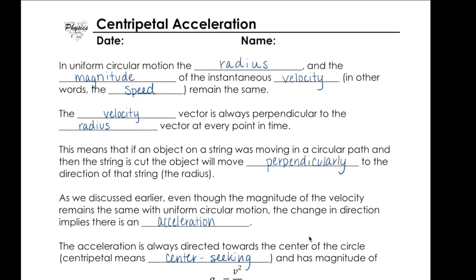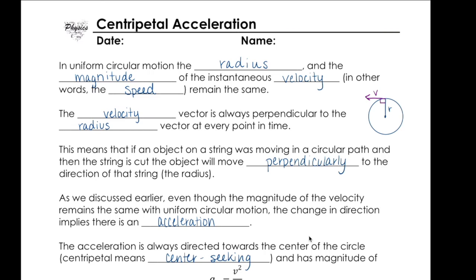The velocity vector is always perpendicular to the radius. So if we had a circle, and we had its radius, so here is my radius, the velocity or speed is always going to be perpendicular, a 90-degree angle to the radius.